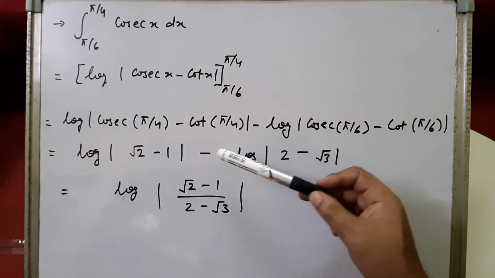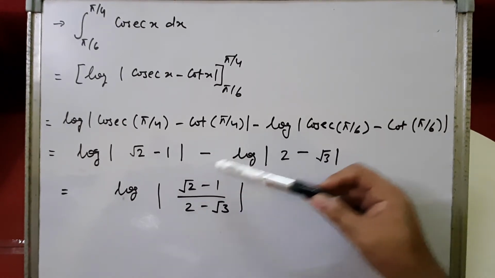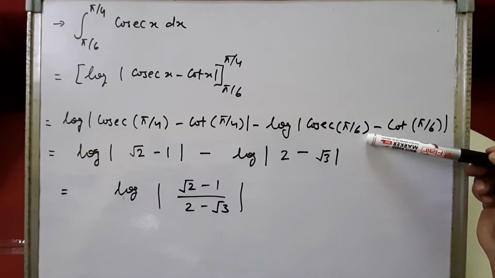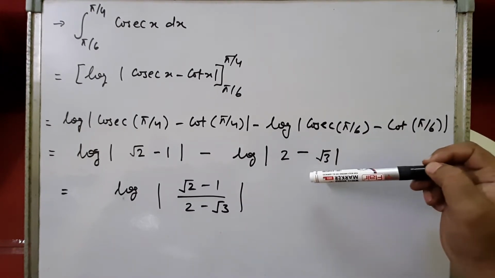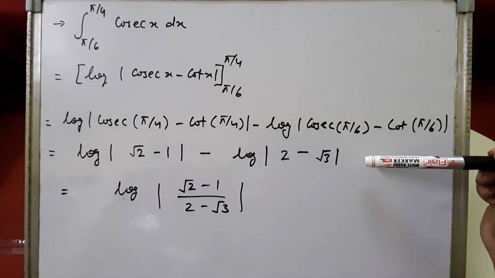So what is the value of cosec pi by 4? Cosec pi by 4 is root 2, cot pi by 4 is 1. Cosec pi by 6 is 2 and cot pi by 6 is root 3. So we'll get log mod of root 2 minus 1, minus log mod of 2 minus root 3. Here it is written log m minus log n.